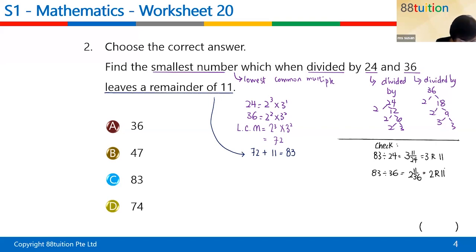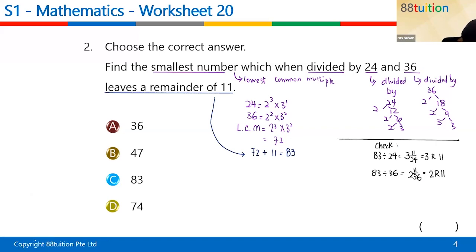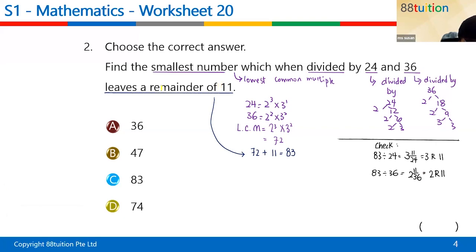So the key thing here is remaining of 11 here will give you remainder of 11 because of this. Okay. All right. Is the explanation clear enough?